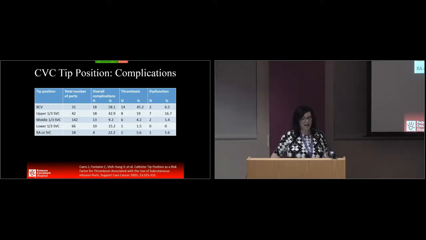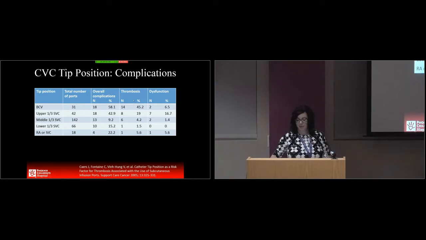There was a study by Carrie et al. in 2005 where they simply looked at central venous catheters and the complications related to tip position. And this was for implantable port catheters. And they identified the catheter tip position based on brachiocephalic vein, the SVC, whether it's upper, mid, or lower third, and then also they had right atrium or IVC location.